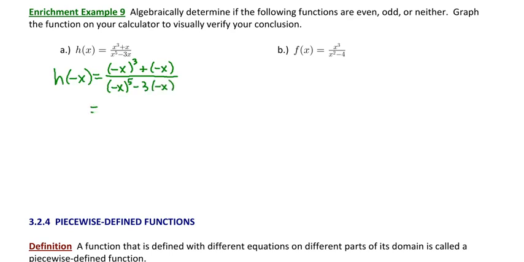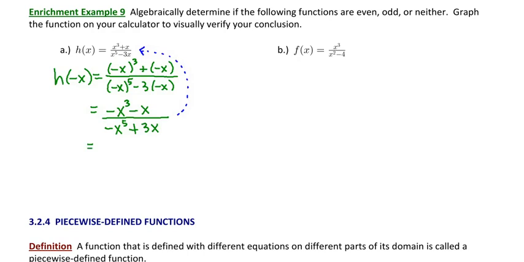A negative to an odd power is negative, so we could simplify that first term as negative x cubed. Then we have minus x. Negative x to the fifth power is negative x to the fifth, and negative 3 times negative x is positive 3x. Now, if I begin to compare this with the original, I can see lots of changes happening, but we want to be really careful here.